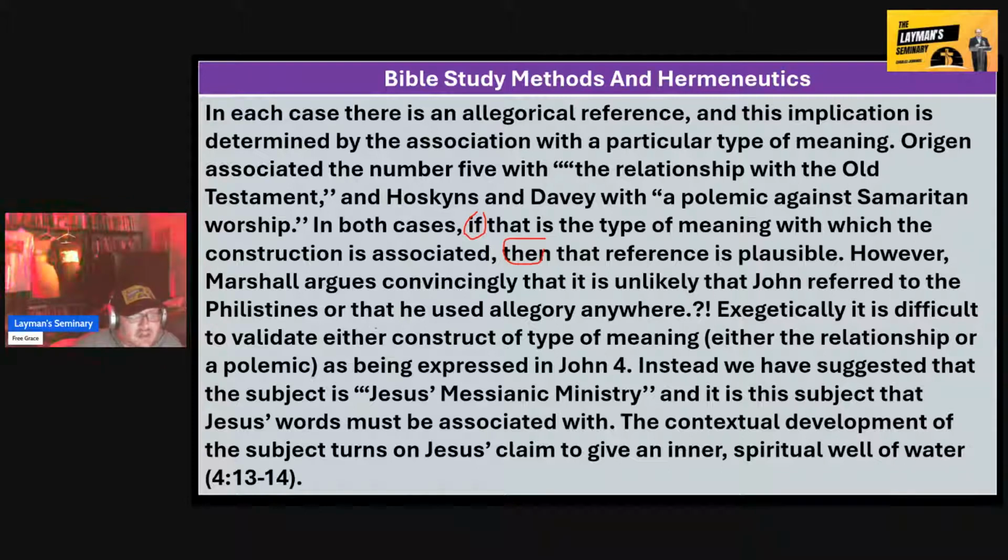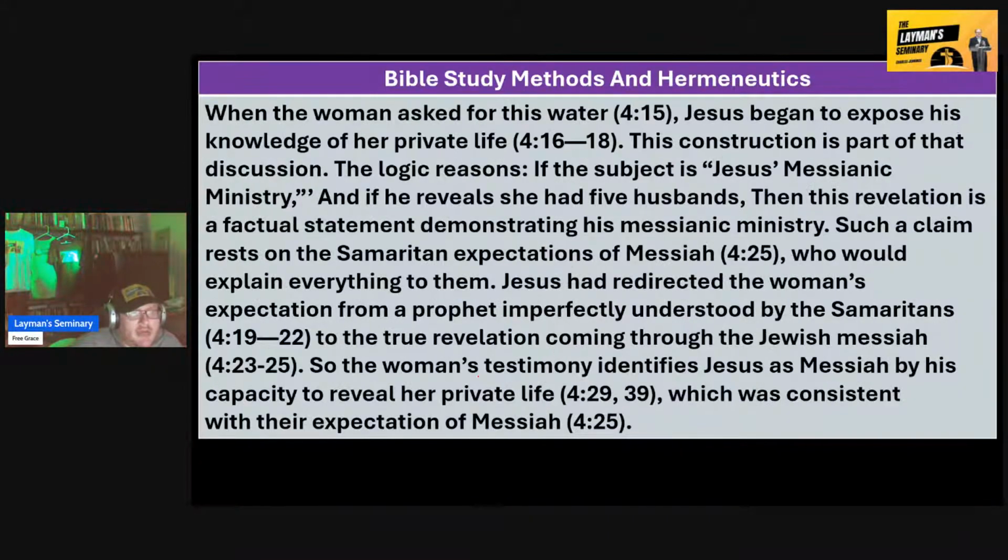Exegetically, it's difficult to validate either constructive type of meaning, either the relationship or the polemic, as being expressed in John 4. Instead, we have suggested that the subject is Jesus' messianic ministry, and it's the subject that Jesus' words must be associated with. The contextual development of the subject turns on Jesus' claim to give an inner spiritual well of water. When the woman asked for this water, Jesus began to expose his knowledge of her private life. This construction is part of that discussion.